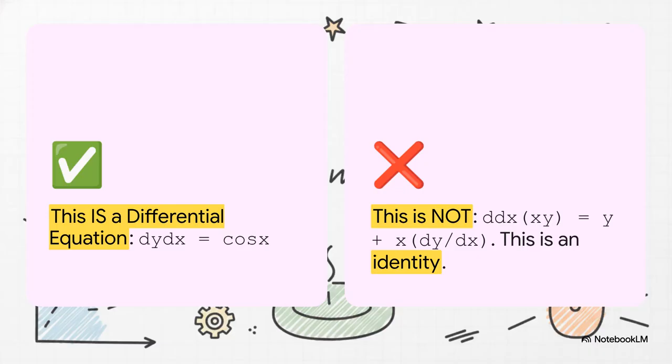It's also really important to learn how to spot imposters. So on the left, we've got a genuine differential equation. See how it sets up a specific relationship between the rate of change of y and the variable x? But the thing on the right, well, that's an identity. If you actually do the math on the left side, you'll find it's always the same as the right side. It's just a mathematical fact, not a dynamic puzzle we need to solve.